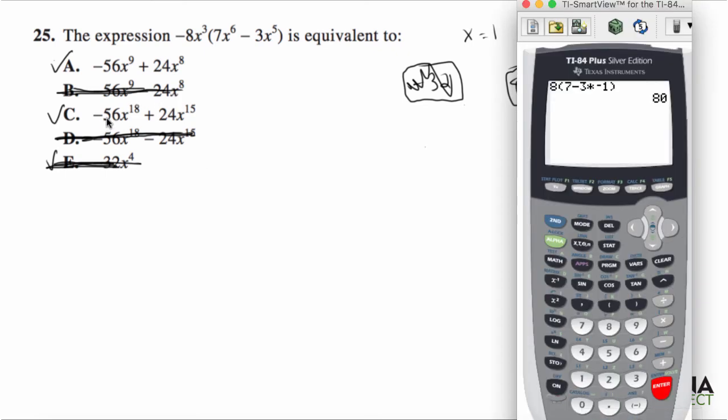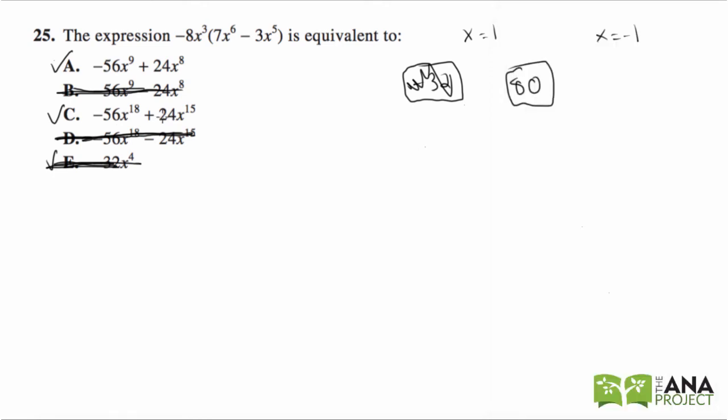This one, negative 56 times negative 1 to the 18th. Negative 1 to the 18th is positive 1. So that would be positive 1 times negative 56, which is negative 56, plus 24 times negative 1 to the 15th. That would be negative. So that would just be negative 56 minus 24, which would give us negative 80. We're looking for positive 80. So the only answer choice would be A.